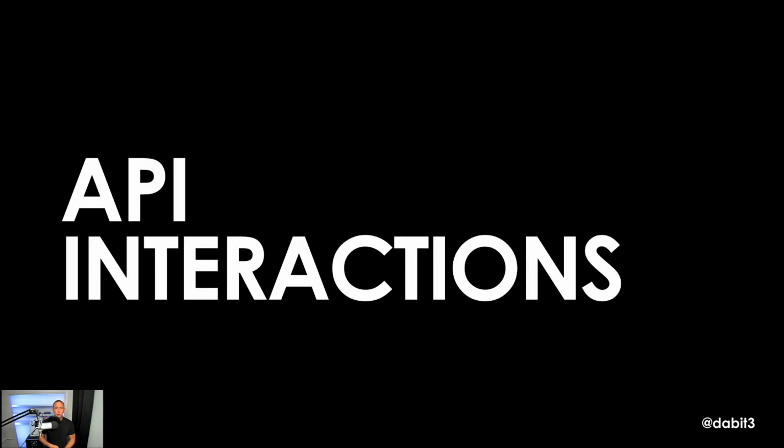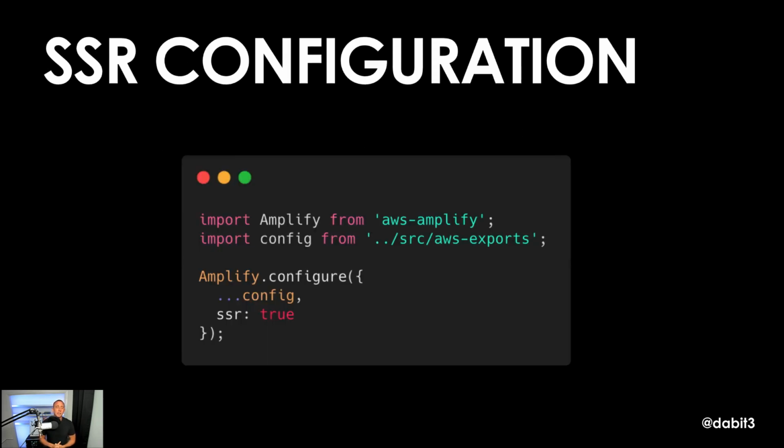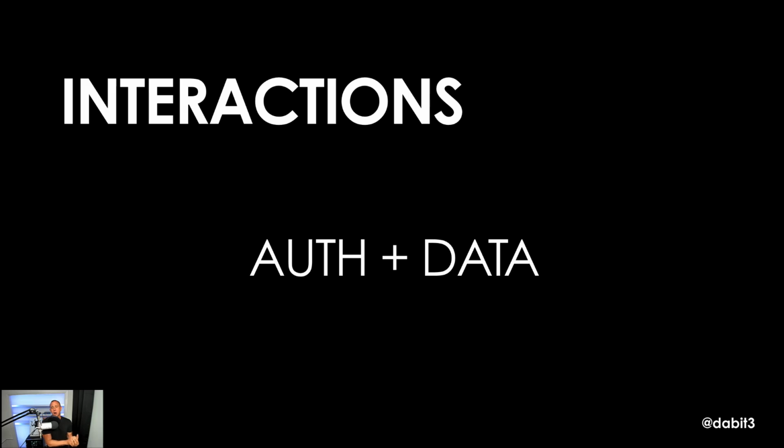But one of the things that we really want to focus on in this talk is API interactions. One of the things that we've added in the Amplify libraries recently is SSR support, allowing you to enable all of this support using a new SSR configuration. So when you're configuring Amplify, if you're using one of the more recent versions, you can now set a flag called SSR and set it to true. And this is going to switch on a flag and allow you to work with some of the newer APIs that we have available that enable SSR support. And when you're typically working in these types of environments, there's 2 main pieces that you're working with: auth and data, and often a combination of auth and data.